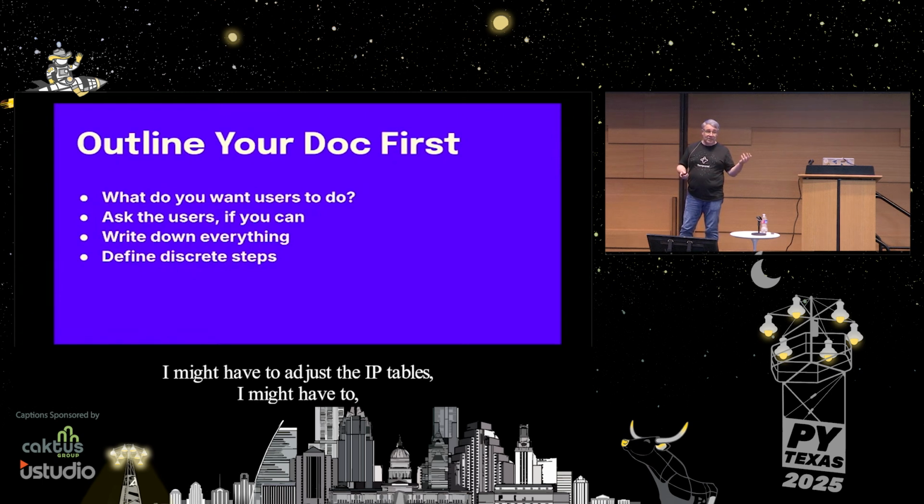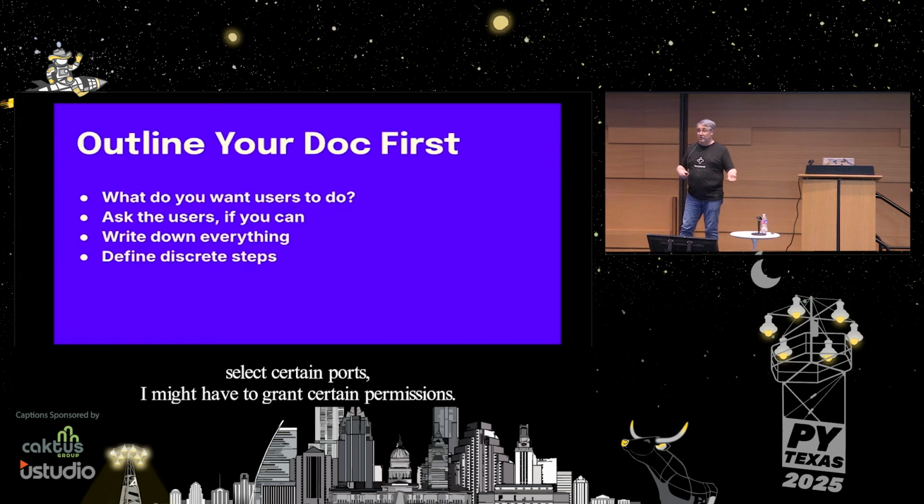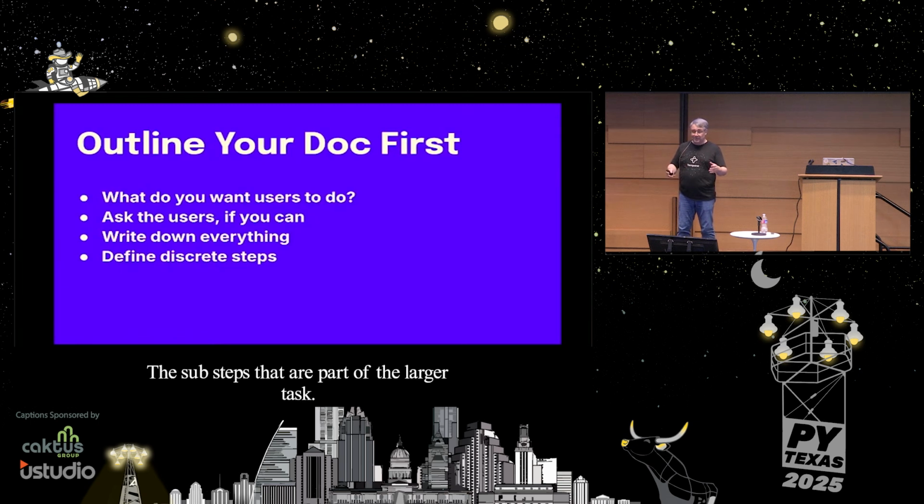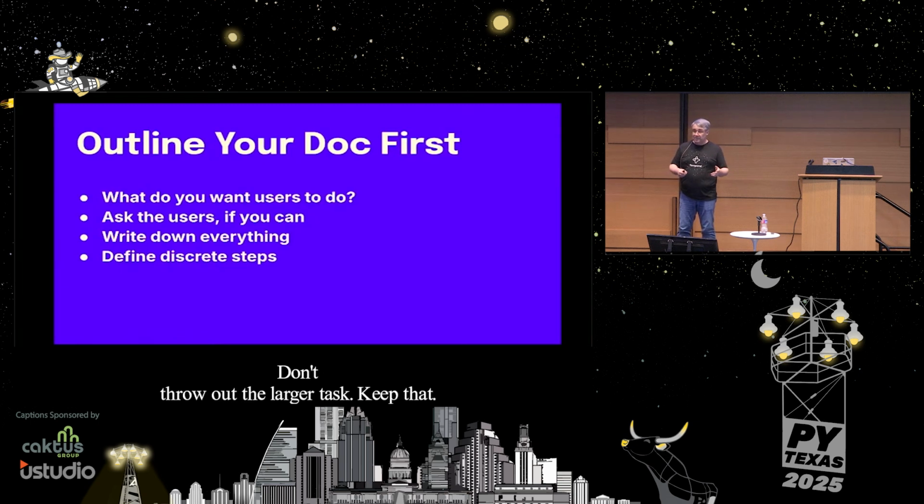I might have to adjust the IP tables. I might have to select certain ports. I might have to grant certain permissions. So write down all of those as well, these sub-steps that are part of the larger task. Don't throw out the larger task, keep that. So when all of this is done, that's the end of phase 1.